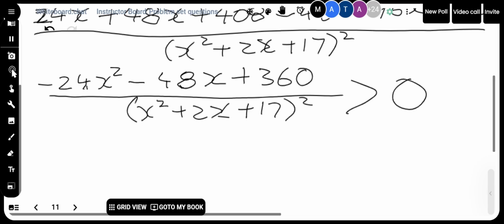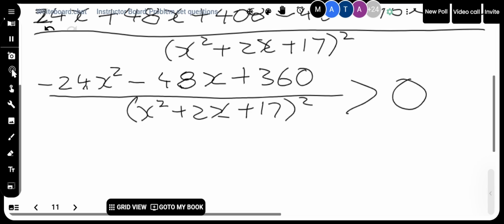Now, let me remind you, for it to be greater than 0, it must mean that when you take the ratio of the top and the bottom, so it's a fraction, the only way for this to be positive is if both the top and the bottom are negative, which means the whole thing is positive, or the top and the bottom are positive. You can only get a positive from a quotient if the top and the bottom are both negative, or both positive. Can I make sure everybody understands what I just said? It's a fraction, that must be the case.